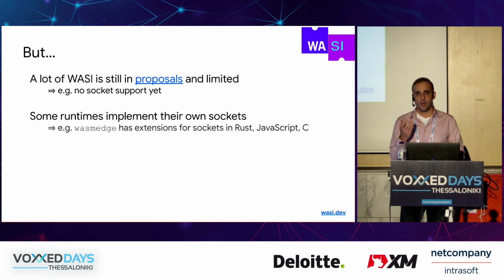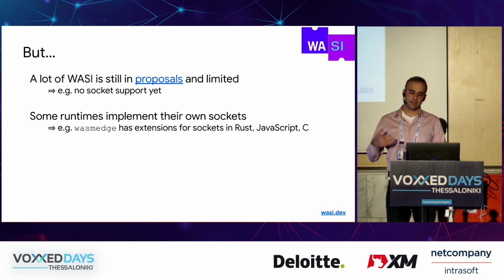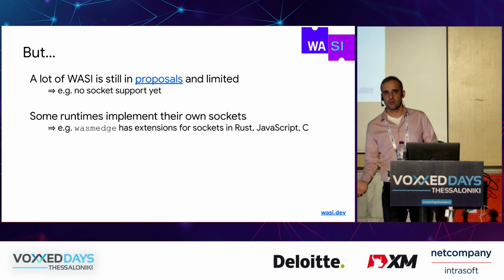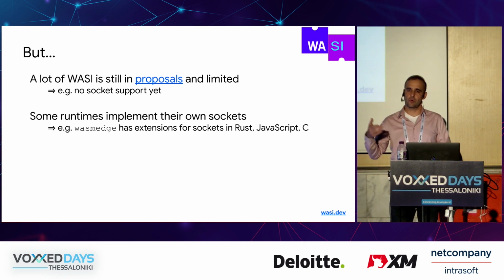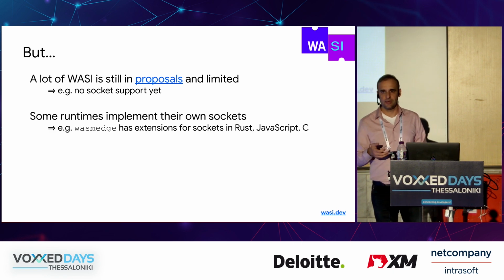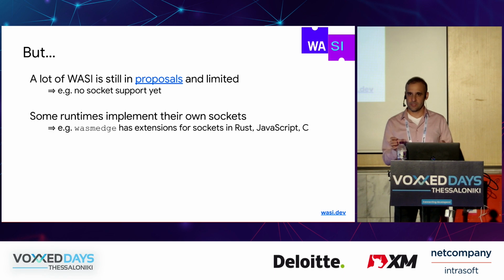Because of this, some runtimes implement their own sockets. For example, WasmEdge, which is one of the runtimes, has extensions for sockets for Rust, JavaScript, and C. So if you are using Rust, JavaScript, or C, and if you are running in the WasmEdge runtime, you might be able to do sockets and HTTP. But it's a very limited subset of WebAssembly.